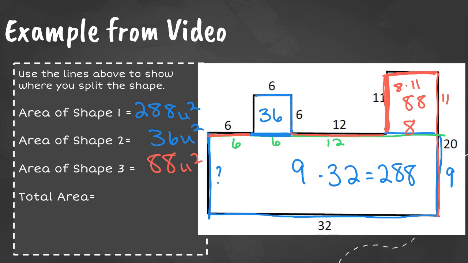So I'm gonna grab my calculator real quick. We're gonna do 288 plus the 36 plus the 88, which is 412 units squared. And that's all you have to do for these activities, is break it up and add it all together. Okay, let's look at what your problems look like for today.